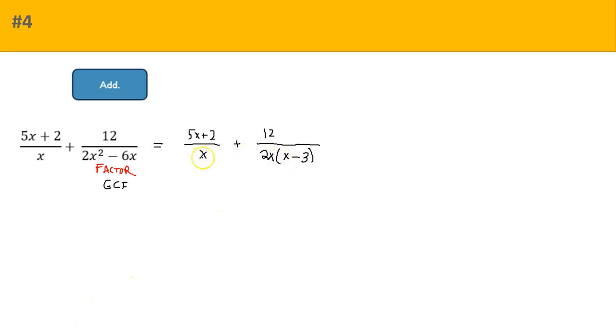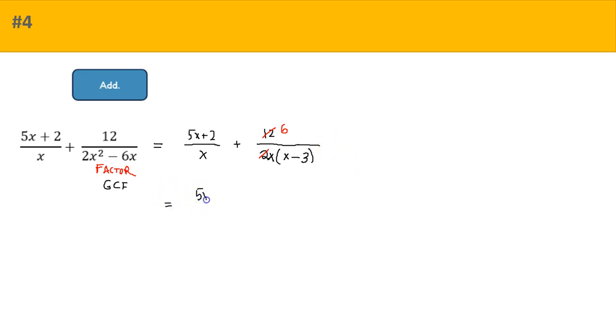Well, we go about trying to make these denominators the same. Okay, so here we have an x, here we have 2x, and then x minus 3. I see a 12 in the numerator and I see a 2 here, so I'm going to reduce. These are done many different ways, but this is the way I'm going to work this one out. I'm going to cross out the 2. 2 divided by 2 gives me a 1, and 12 divided by 2 gives me 6. All right, let's rewrite this problem.